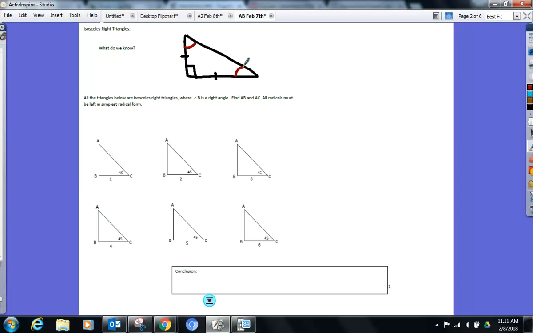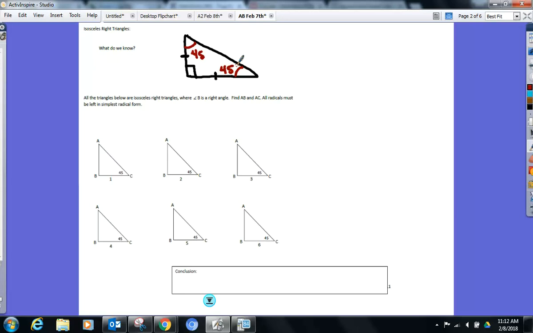Okay. Crunch some numbers if you have to real quick. Emma, what do you have? 45, everyone agree? 45 degrees. I'd like to welcome you to your first special right triangle today. 45, 45, 90. That's what it's called. There are special relationships between the sides. And you're about to find those out right now.